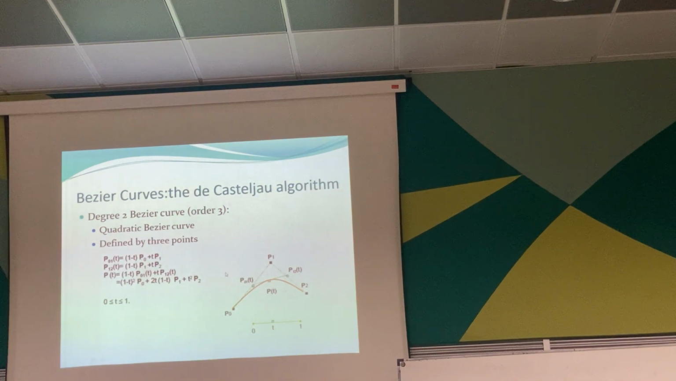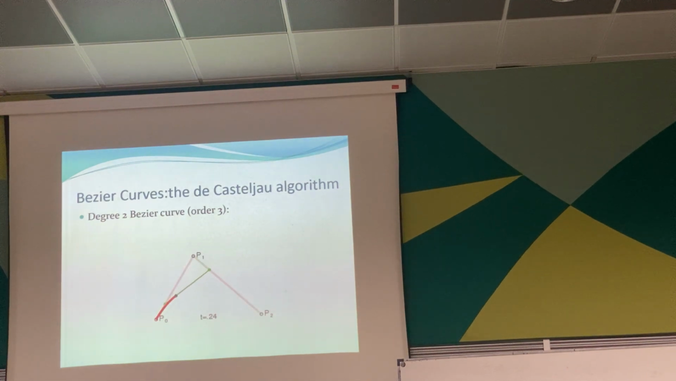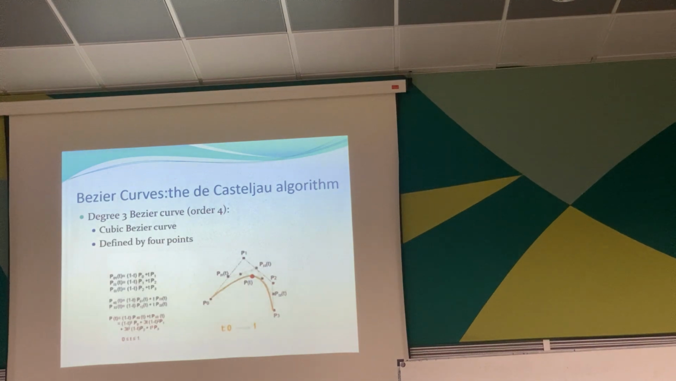Okay, so this one will give you a quadratic. This one has 3 control points with degree of 2. So next will be the cubics: degree of 3, order 4 control points.